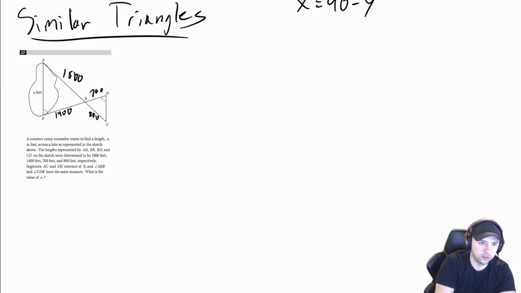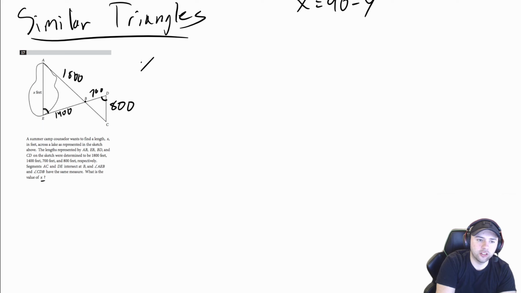Oh, whoops. I messed up. That last one should be here, 800. And segments AC and DE intersect at B. And angle AEB, which is this one, is the same thing as angle BDC. What is the value of x?